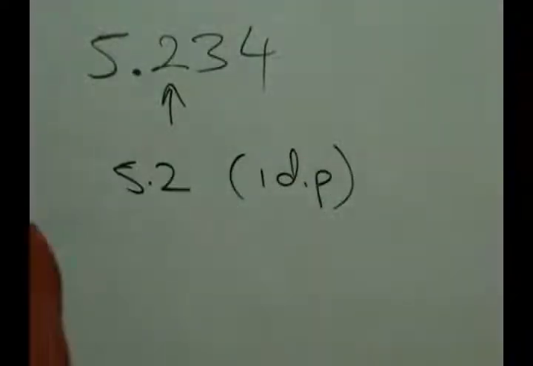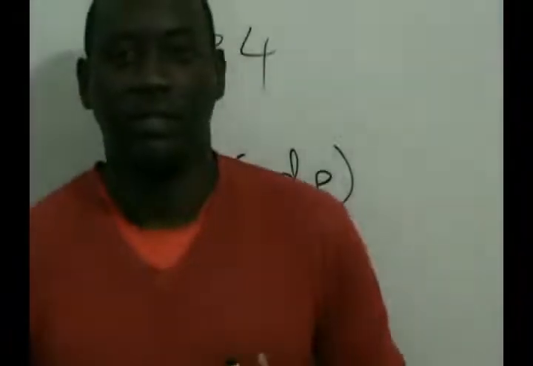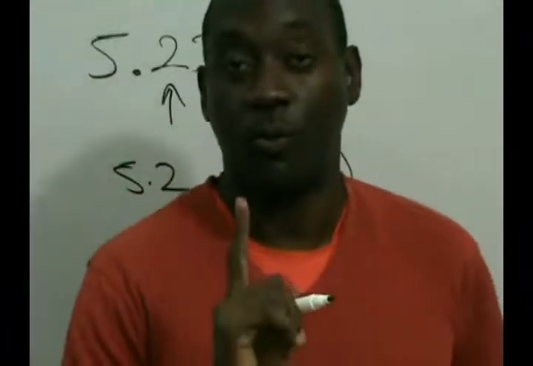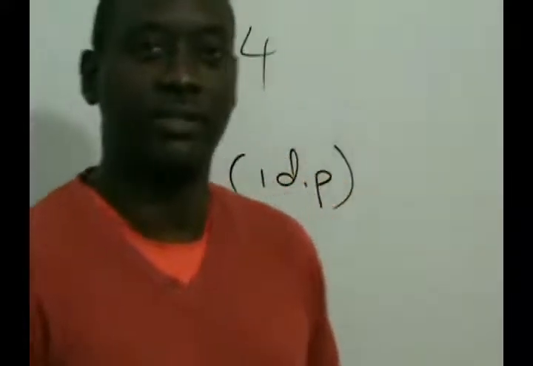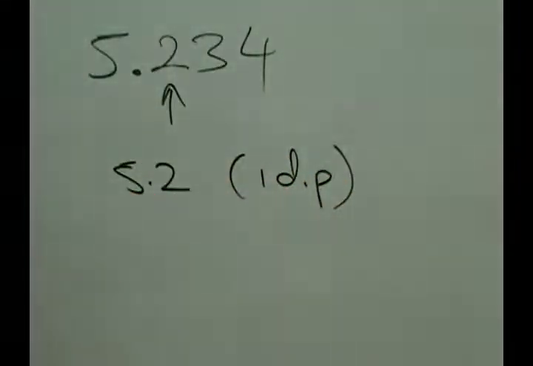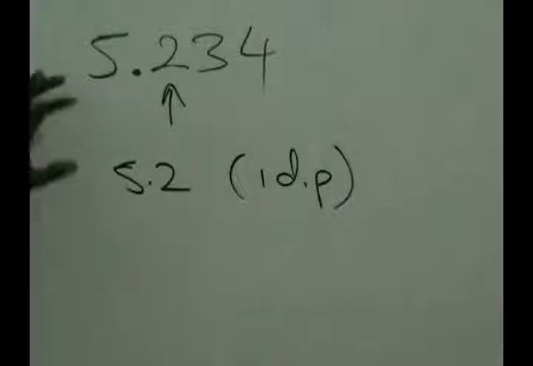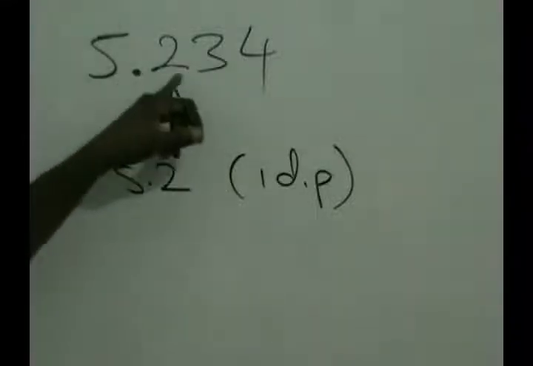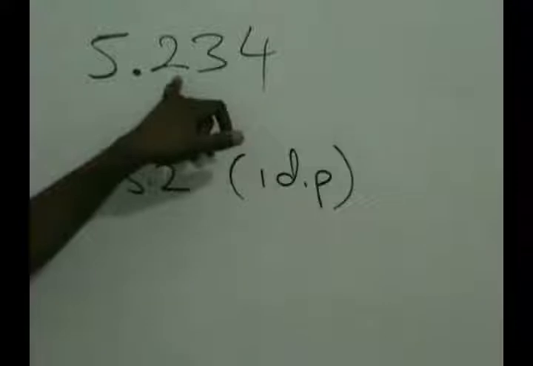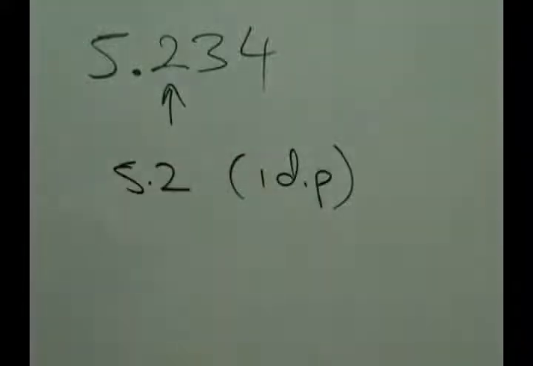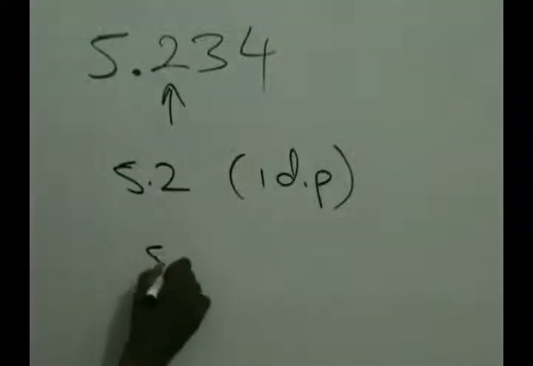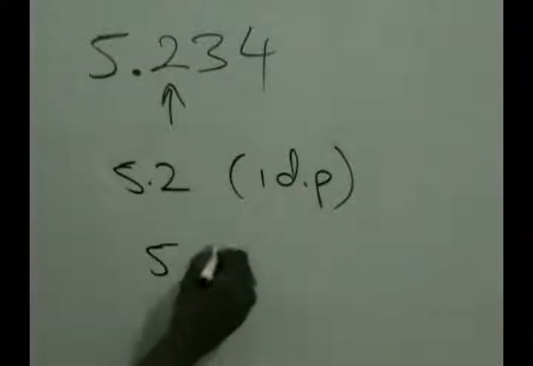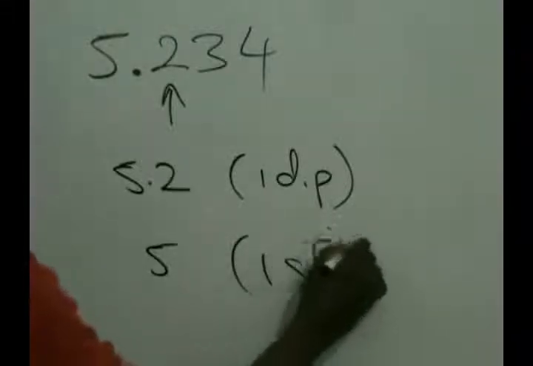On the other hand, we now want to consider 5.234 to one significant figure. Note the difference. Because the first significant figure is the first non-zero integer, this here will be our first significant figure, 5. And seeing that the number after the 5 is 2, 2 being less than 5, then this 5 will just remain as 5, so that this will just be 5, that will be one significant figure.